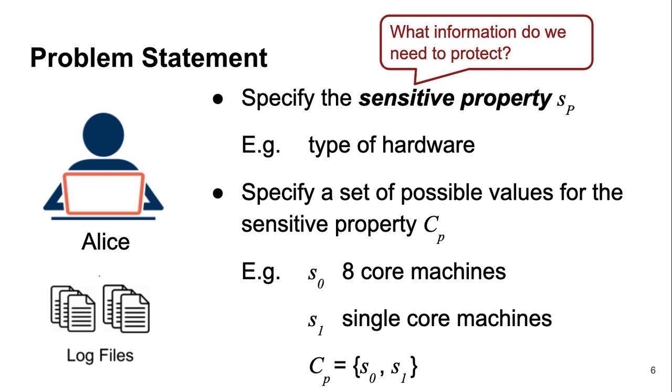First, let's formalize the problem. Suppose the user Alice wants to release a set of log files, but is concerned that the log may leak some sensitive property, such as the type of hardware Alice is using to generate the log. We call this sensitive property SP and define CP to be the set of possible values for the sensitive property. For example, suppose there are two types of machines Alice might be using: a cluster of 8 core machines represented by S0, or a cluster of single-core machines represented by S1. The goal of Alice is to release the log files without leaking information about whether she used S0 or S1 to generate the logs.